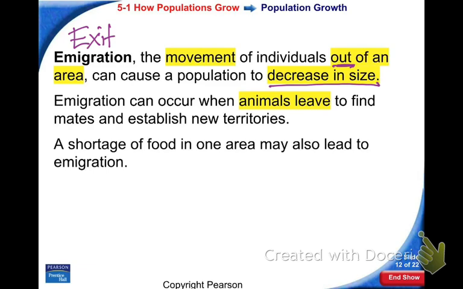Why would animals leave a population? Well, maybe they can't find a mate, and so they have to leave. They have to look for new food. They have to establish a new territory. There's a shortage of food. So, for example, in a pride of lions, there'll be one male lion with a bunch of lionesses. When the lionesses have cubs, if those cubs are male, once they reach puberty and they start to think about mating, they have to leave the pride and go find another. They'll search on their own for another pride.